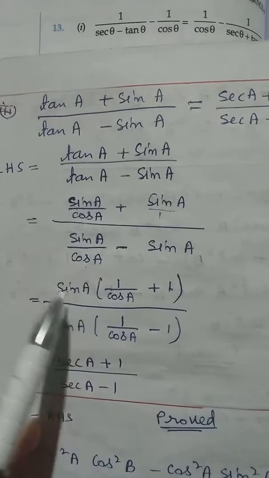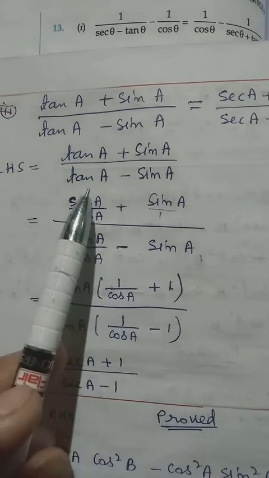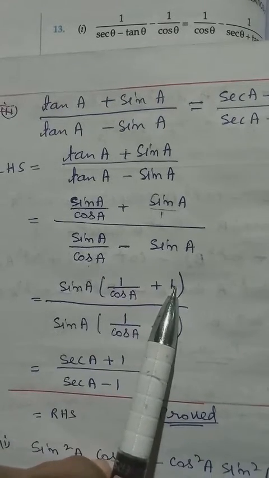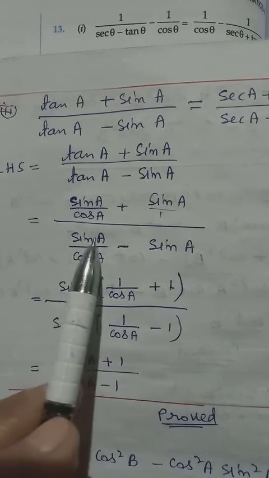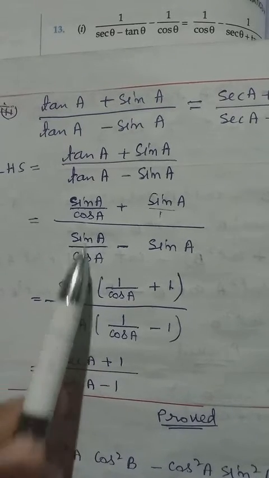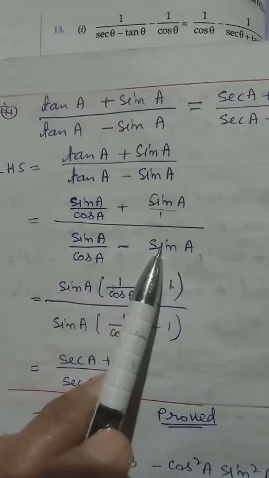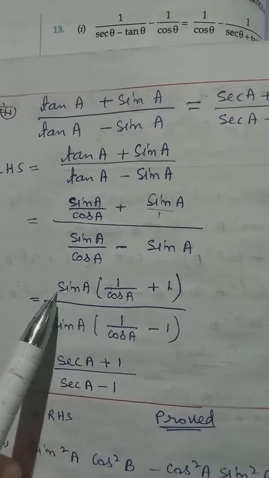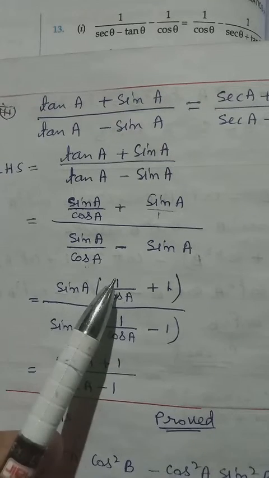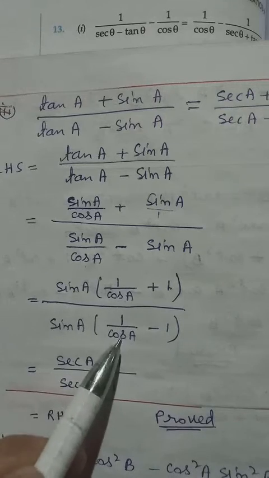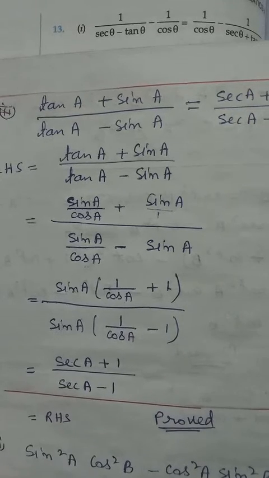Cos A and 1, okay, sin A we can take common. So here if I take sin A inside the bracket, we are left with 1 by cos A plus 1, don't take common. Here remains 1. Then the denominator is also the same. Sin A we can take common. Here we are left with 1 by cos A minus 1. Sin A we can cancel. From the relation, 1 by cos we know it's equal to sec. Here also 1 by cos equals sec, which is equal to the right-hand side.